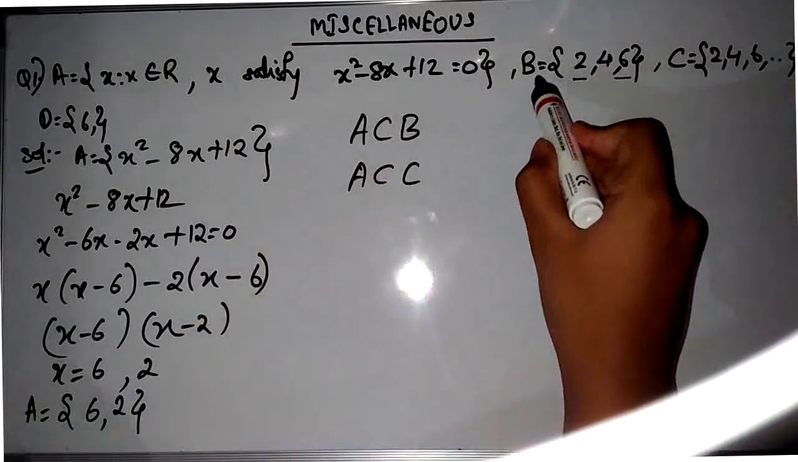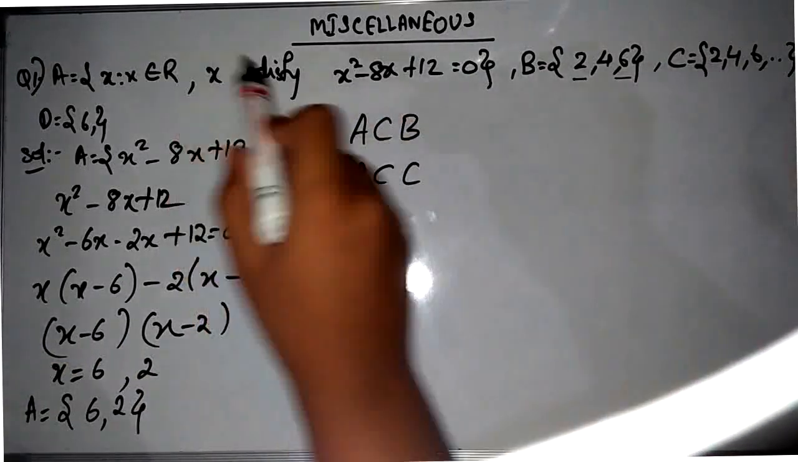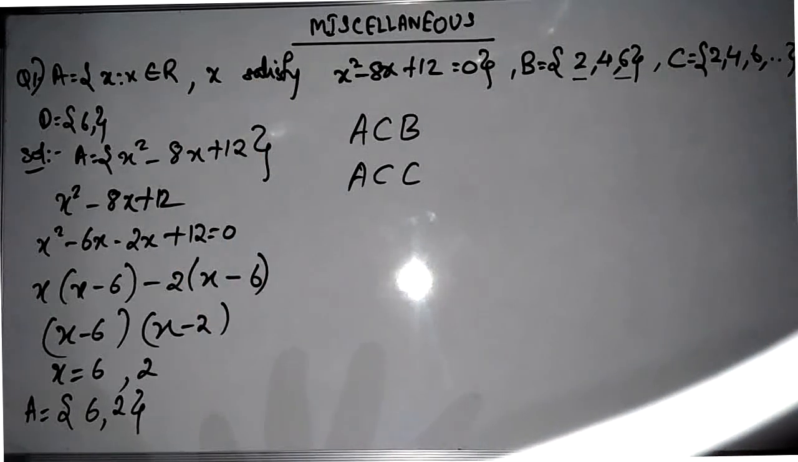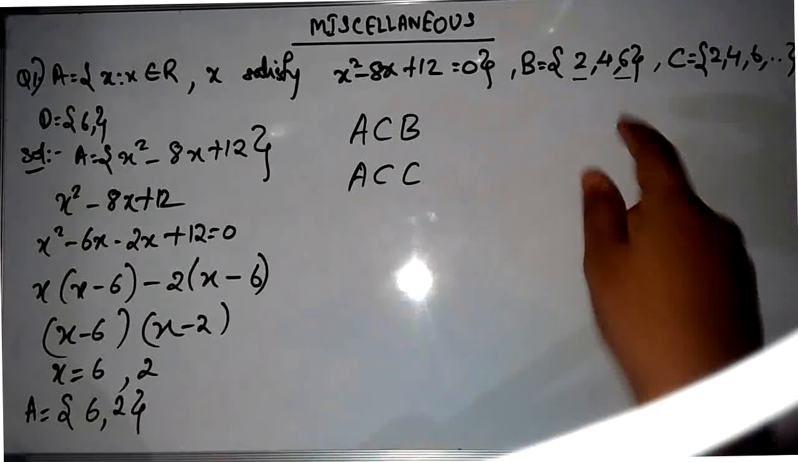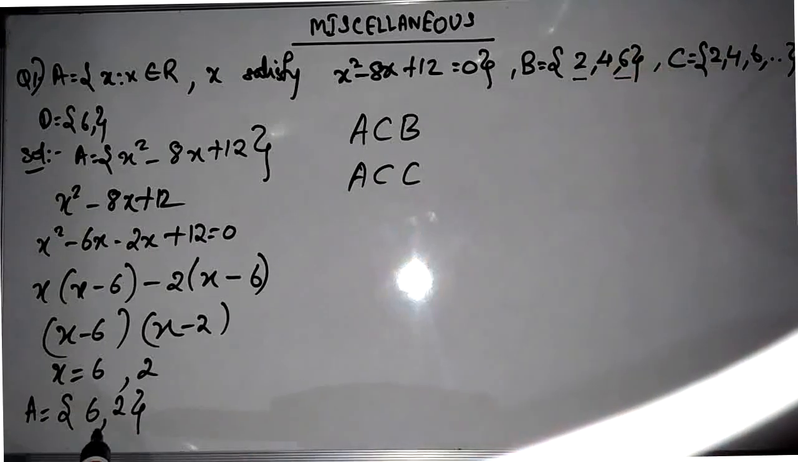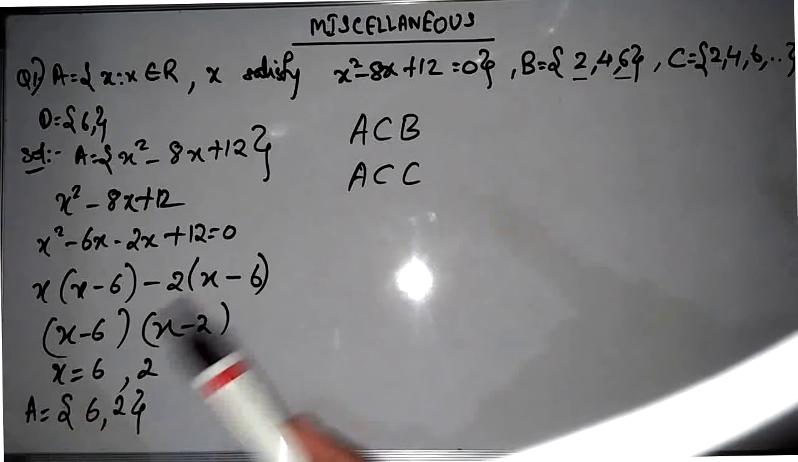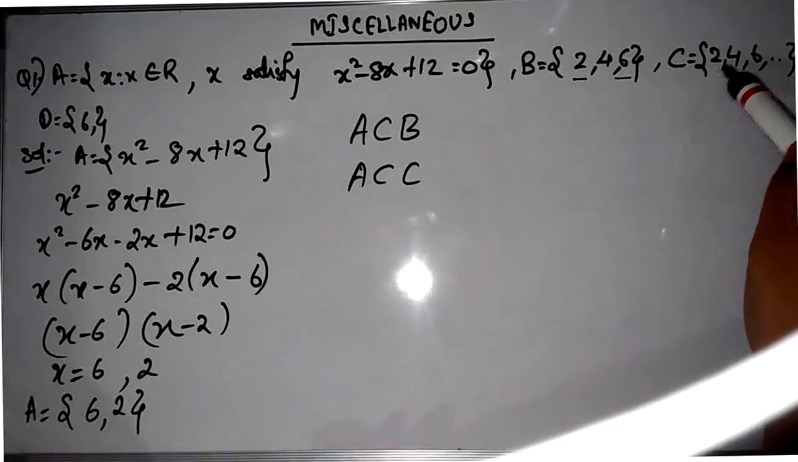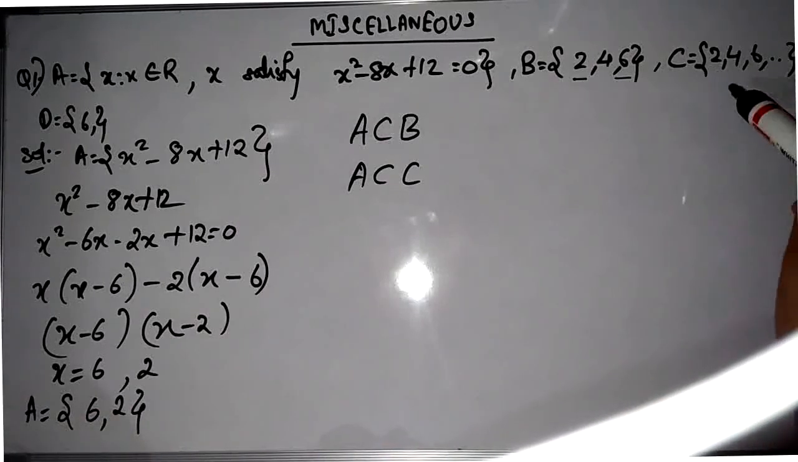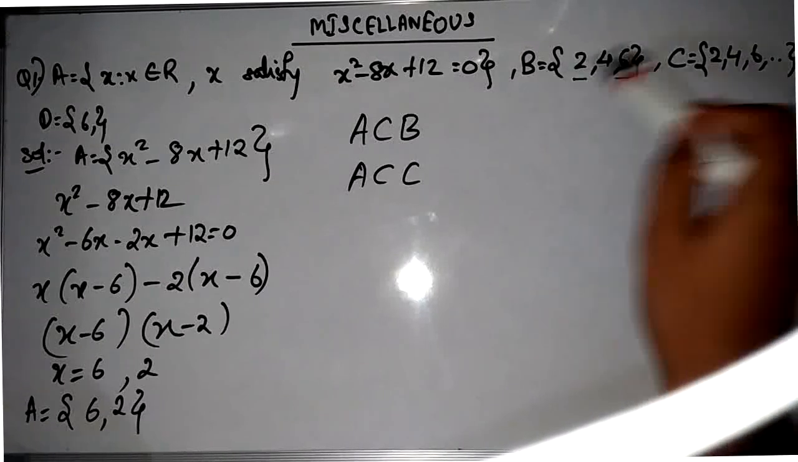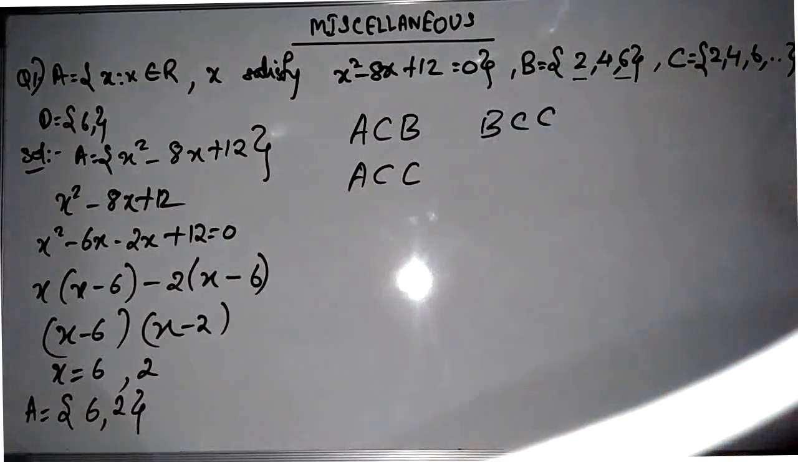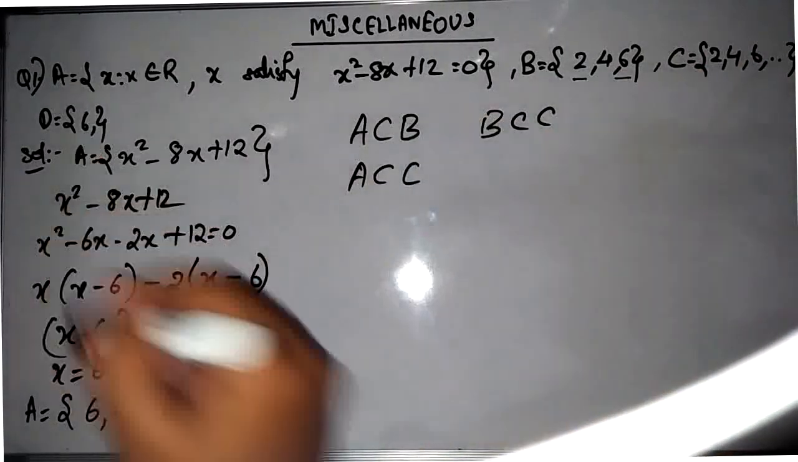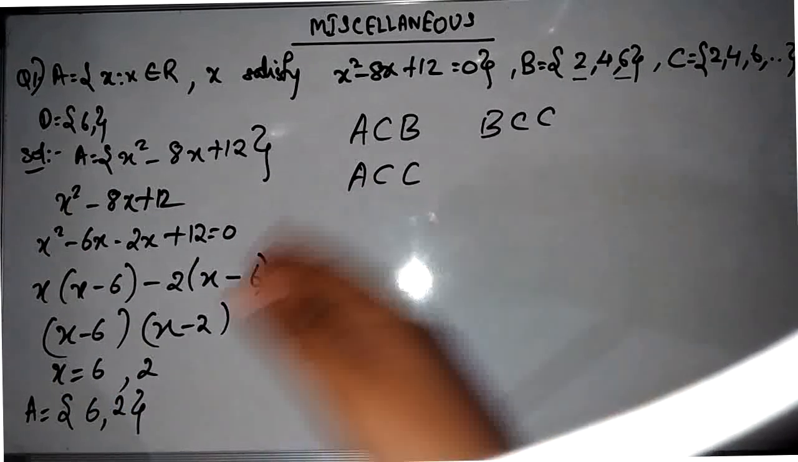Then check B. Which of these three sets can be called a superset of B? B consists of 2, 4 and 6. A consists of 6 and 2, and 4 is not there, so B cannot be a subset of A. Then C consists of 2, 4, 6 and so on, all the even integers, so B is a subset of C. Then D has only 6 present, so you cannot say that B is a subset of D.